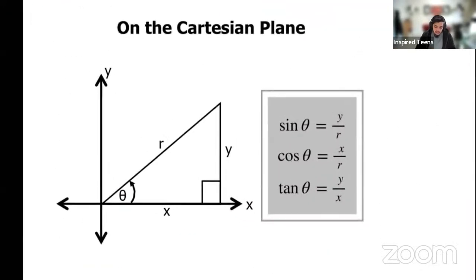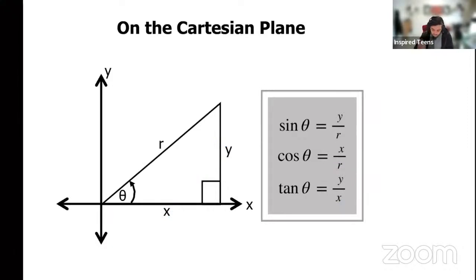Let's look at it on a Cartesian plane. If we put the same triangle on a Cartesian plane, we refer to this as the x value, this is the y value, and r as our hypotenuse. Then it would be the same thing. Theta is from 0 degrees. So opposite over hypotenuse is y over r, adjacent over hypotenuse is x over r, and opposite over adjacent is y over x. Just like that. Just keep that in mind.